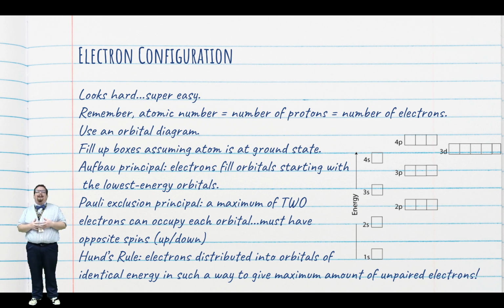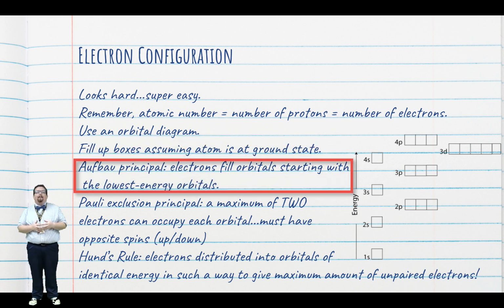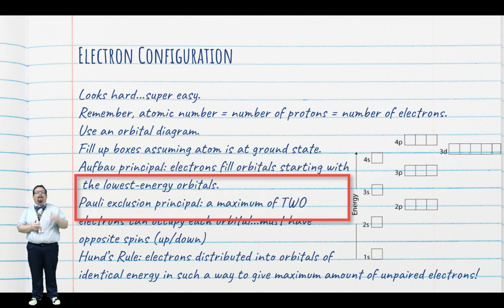We assume the atom is in its ground state, so we don't have any excited electrons that are out of place. We represent the electrons with up and down arrows and fill in the boxes. The Aufbau principle, named for a German word that means "from the ground up," says that we have to start with the box at the lowest amount of energy and work our way up from there.